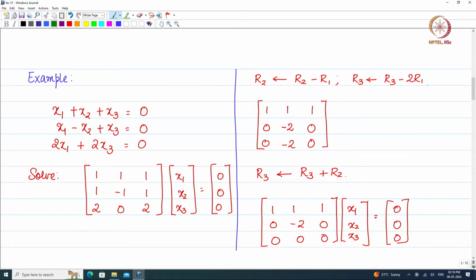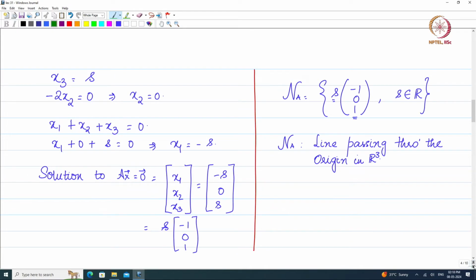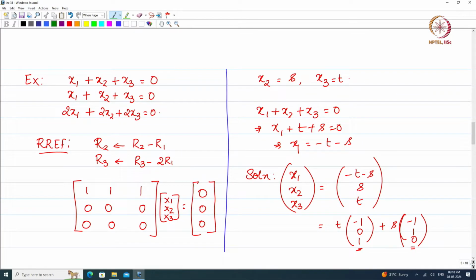Slowly we went to 3 dimensions, and in one example we figured out that the null space is again a line passing through the origin. In another case, the solution to the homogeneous system of equations was a plane, as given here. The set of all vectors in this plane will be a solution to this homogeneous system of equations, and this is a plane which passes through the origin. So the null space for this homogeneous system of equations was a plane passing through the origin.